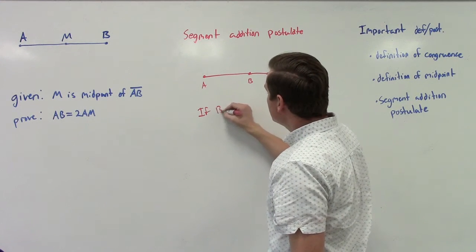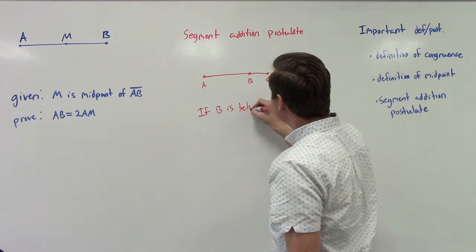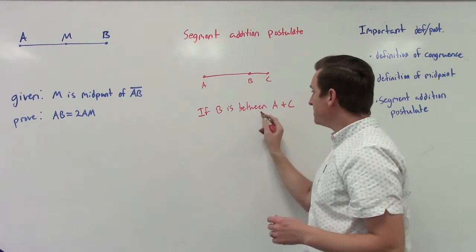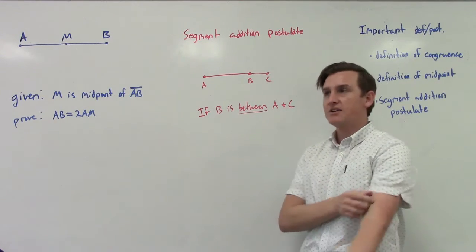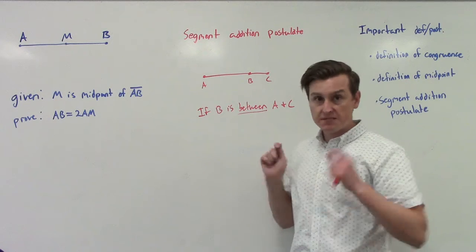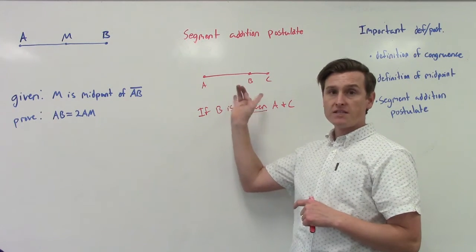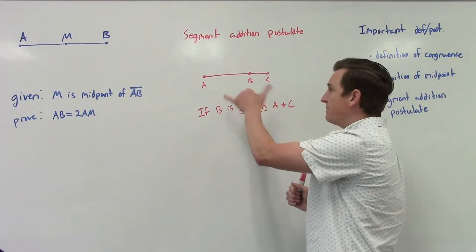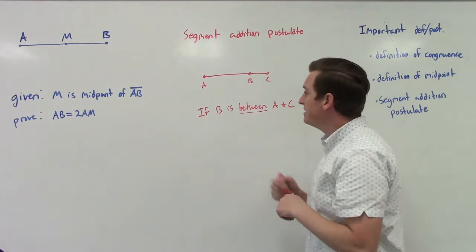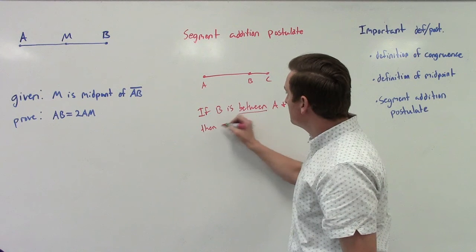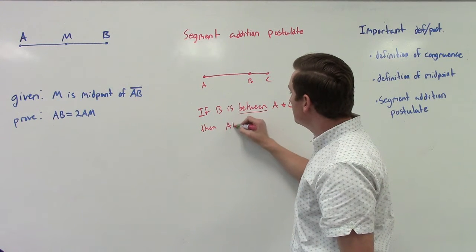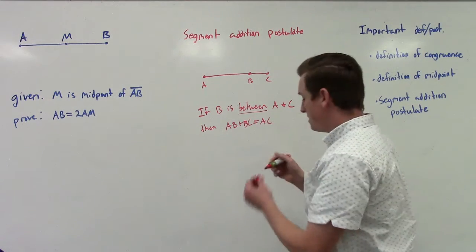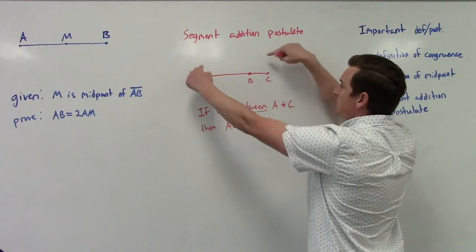So if B is between A and C, now the word between, we actually defined as well, a long time ago. Between means specifically that it's collinear with these two, and it's on the same line as them. So between is on the same line and in between them. If B is between A and C, then we know that AB plus BC is equal to AC. Right? This guy plus this guy is equal to the whole thing.